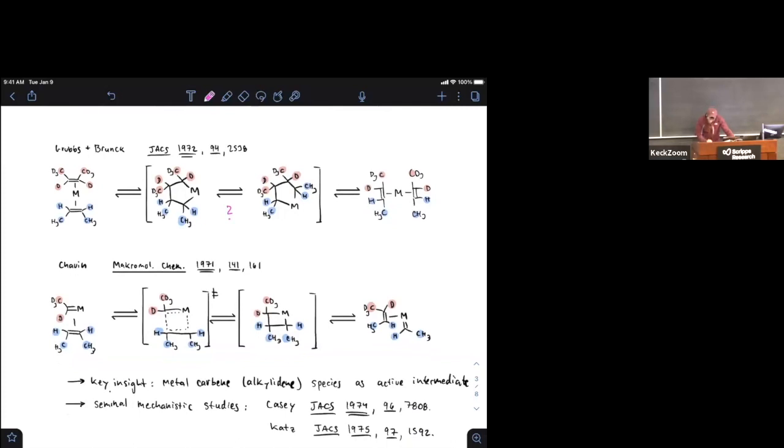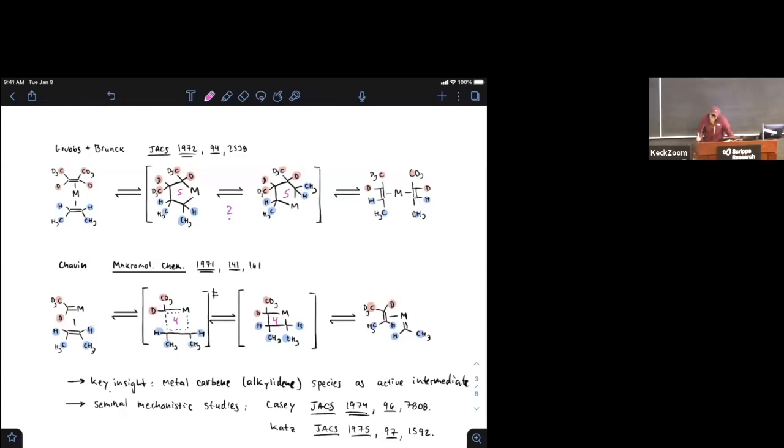In 1971, Chauvin put forward the mechanism that we're now familiar with. So the difference here with the Grubbs pathways is that they're 5-membered intermediates. The Chauvin pathway is a 4-membered metallo 2+2, retro 2+2 sequence that now we're all very familiar with.